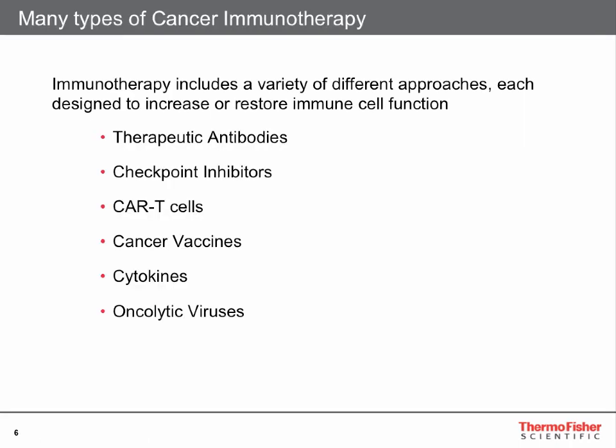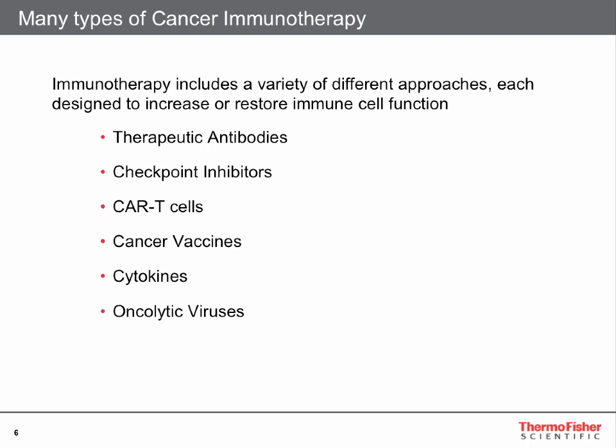So immunotherapy is a broad term. In the context of cancer, it encompasses a variety of different approaches, each that has the goal of, in some way or another, restoring our immune function, the function of our immune cells. So there's a wide variety of these, whether they're therapeutic antibodies, checkpoint inhibitors, chimeric antigen receptor T cells, cancer vaccines, cytokines, even some oncolytic viruses. And these are some of the more common varieties. Many more are in development.